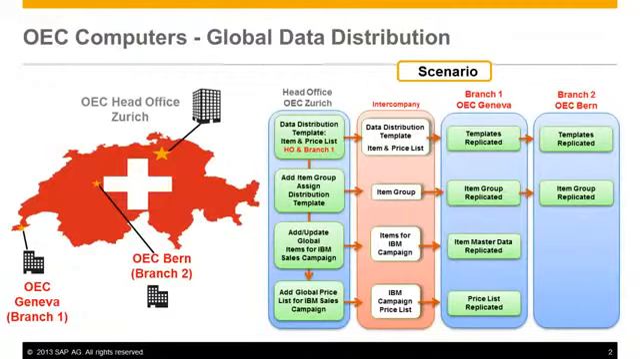OEC Computers' Swiss head office based in Zurich are planning to launch a special sales campaign for IBM printers. The head office branch wants to launch this campaign from the Geneva office only. A number of new IBM printers have been received in stock, and OEC Computers plans to distribute the item master data for these printers to their Geneva branch in preparation for the sales campaign. A special campaign price list will also be used for these items for the period of the campaign.